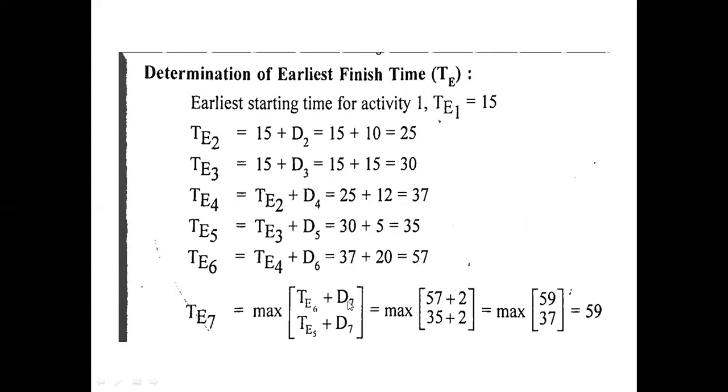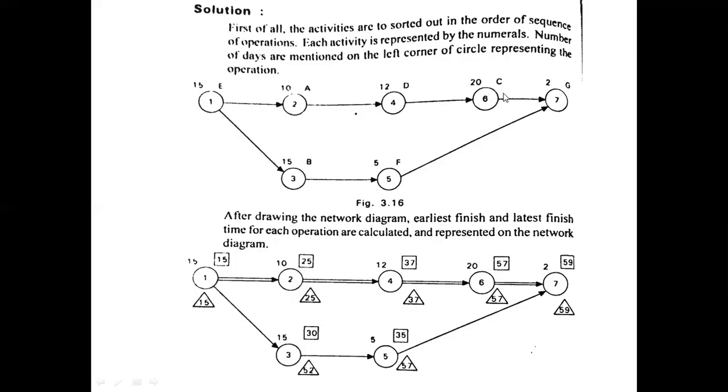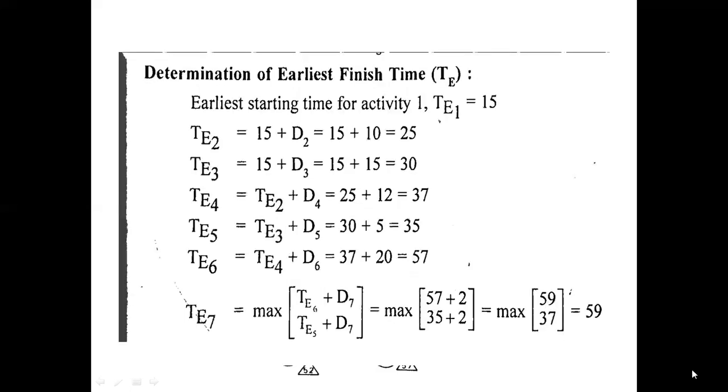T6 plus D7, that is 57 plus 2, and T5 plus D7, that is 35 plus 2, so 37. So we have to take the maximum of these two. What is the maximum of these two? 59. So 59 is considered as the earliest finish time of the last activity.